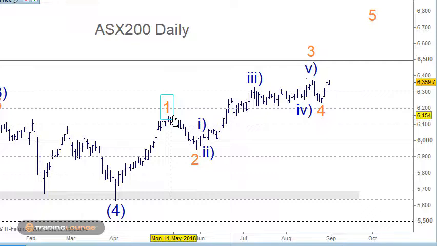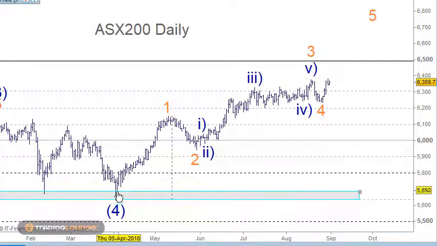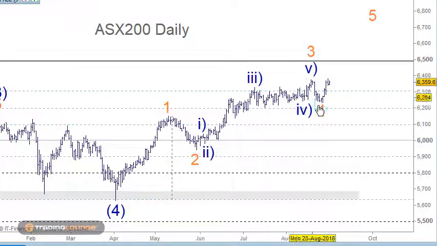The length of wave 1 and wave 3 cannot be such that wave 3 is the smallest wave structure within an impulse wave. So wave 1, wave 3 and wave 5: wave 3 cannot be the smallest. Even though wave 3 is smaller, we would expect wave 5 to be even smaller still, smaller than wave 3.